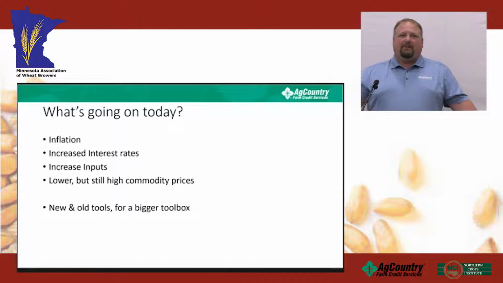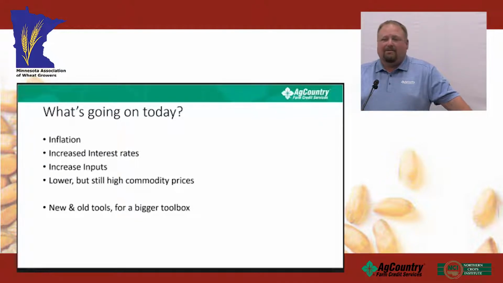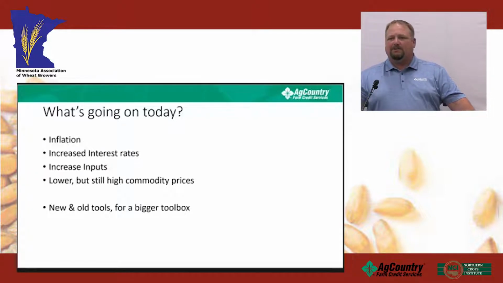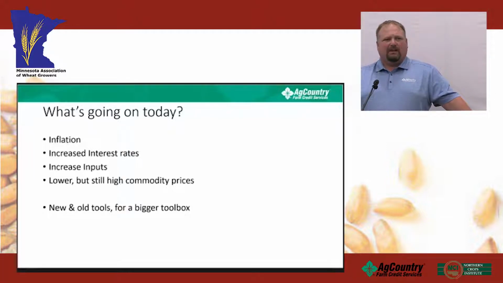Obviously inflation, right? We've heard that, we've beat that one enough. Increased interest rates, increased inputs, lower but still high commodity prices. We have come off the highs obviously, but we're still at relatively high prices to where we've been if we look at the last 20 years or so. And then I'm going to talk about some new and old tools for a bigger toolbox. We just have a bigger toolbox today than what we've had in the past, and so we'll go through some of those things as well as we get into this.